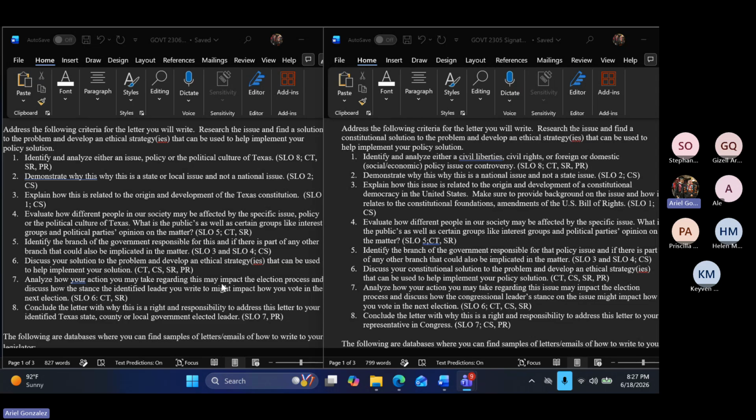And then analyze how the action you may take regarding this may impact the election process, and discuss how the stance the identified leader you write to might impact how you vote in the next election.